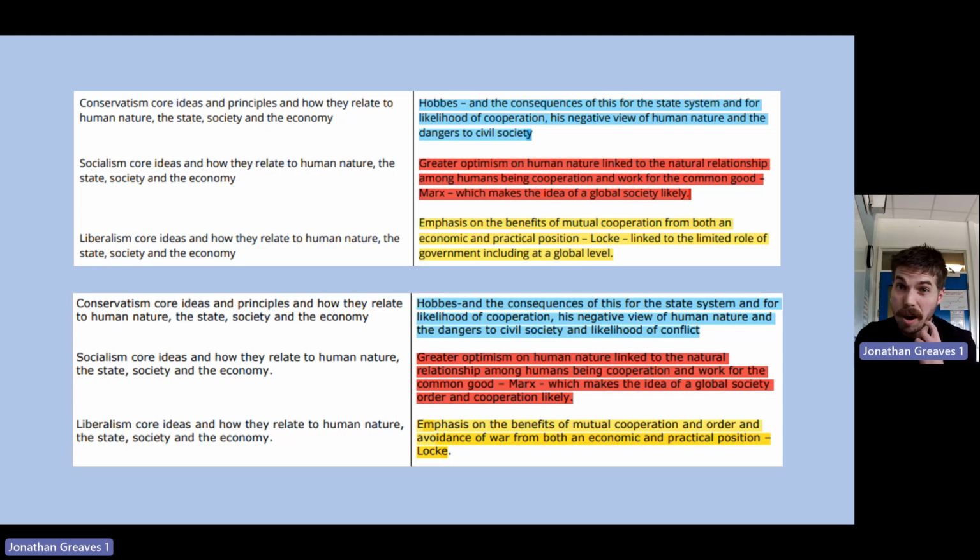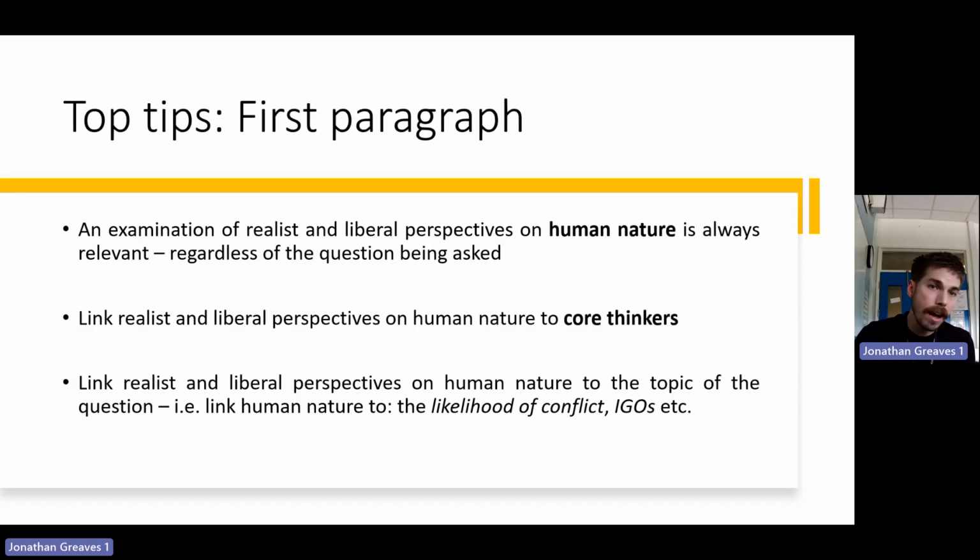They also put Marx in there as well, although you only need 2 core thinkers, one for realism, one for liberalism. So my recommendation would be stick with Hobbes and Locke. And these are the things that the mark schemes always say about those core thinkers in the context of human nature. So to go back, first paragraph, human nature. Link 2 core thinkers. Why not Hobbes and Locke? They're in the mark scheme, and it says the same thing about them every year. So you can almost learn by rote what your first paragraph is going to be about. The only thing that you have to be careful of is then applying human nature to the thing that the question is asking.